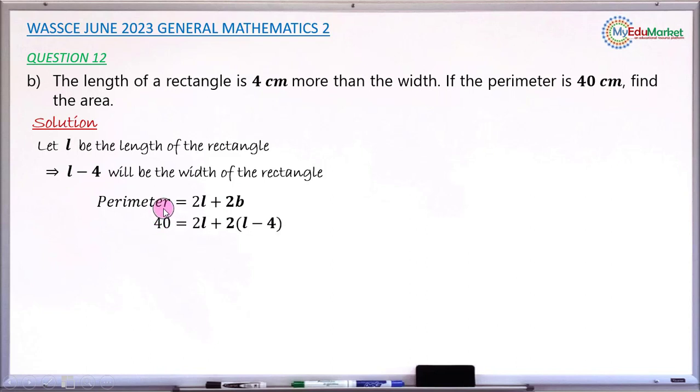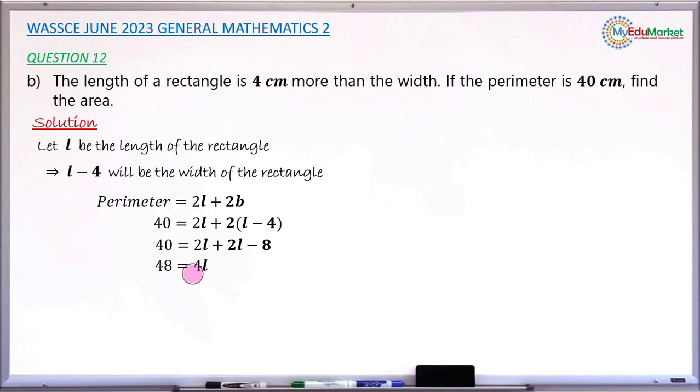I have the 40 for the perimeter equals 2L, which I copied. But instead of this B, the width, I now replace it by L minus 4. That gives me the width in terms of the length. So simplifying the right-hand side further, you now have 2L plus 2L minus 8. I expanded this bracket. Collecting the like terms, you now have 48 equals 4L.